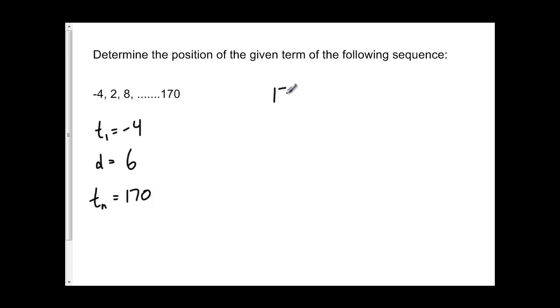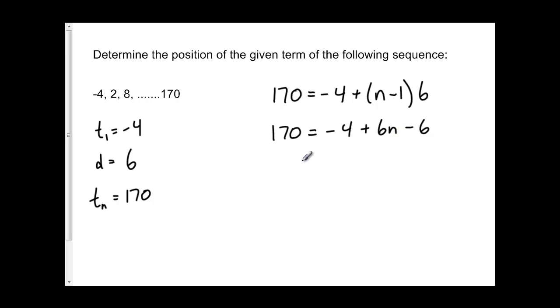So when I substitute this in, I get 170 equals negative 4 plus n minus 1. And I don't know n, that's what I'm trying to calculate. And that's all going to be times 6. So now we just do some basic algebra. We're going to want to multiply the 6 into our brackets. We get 170 equals negative 4 plus 6n minus 6. When I collect like terms, I get 170 equals 6n minus 10.